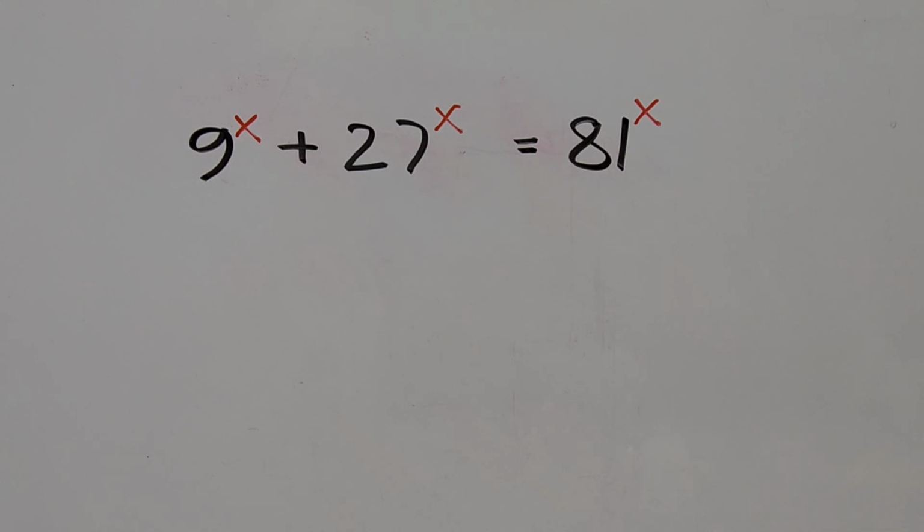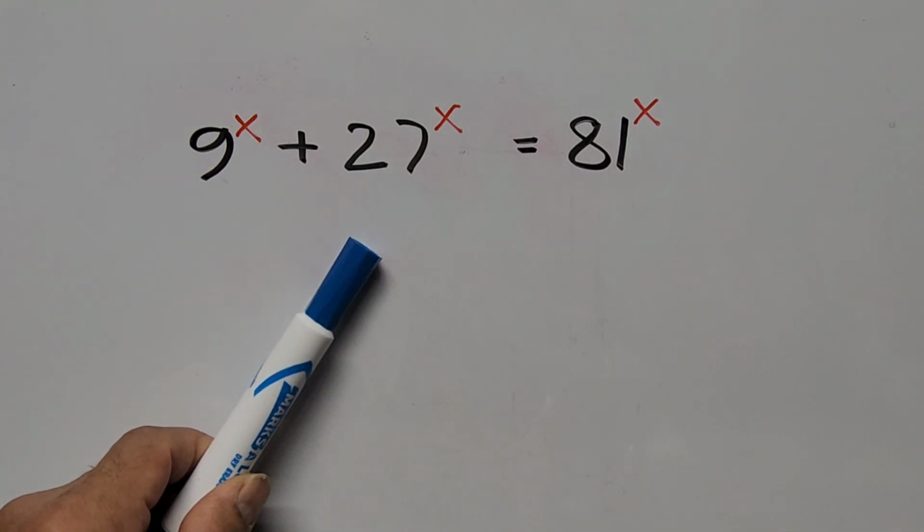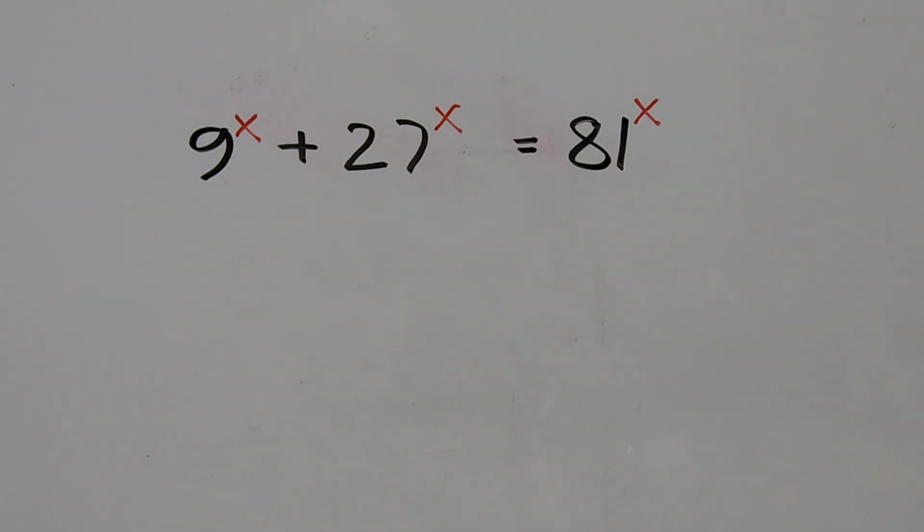In this video, we're going to solve this given exponential equation similar to one of those questions given at Math Olympiad competitions. And so now, how do we solve this equation? 9 to the power of x plus 27 to the power of x equals 81 to the power of x. What we normally do solving exponential equations, there are so many ways, by the way, to solve it.